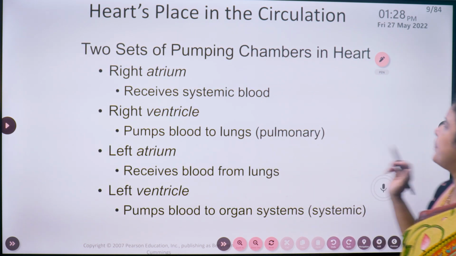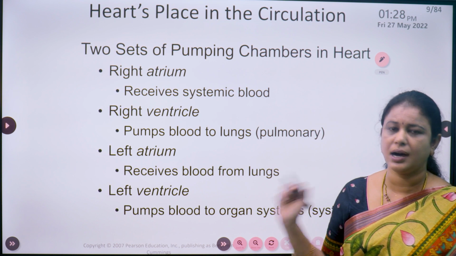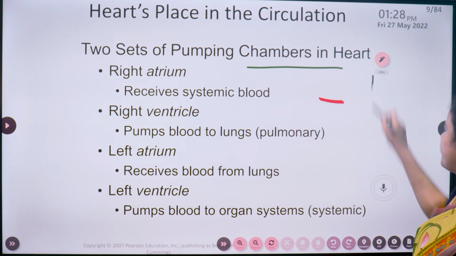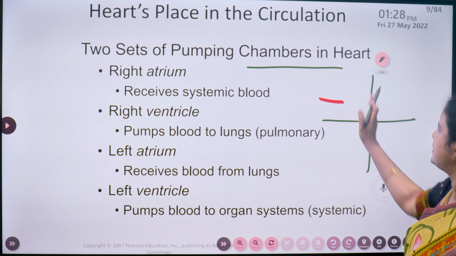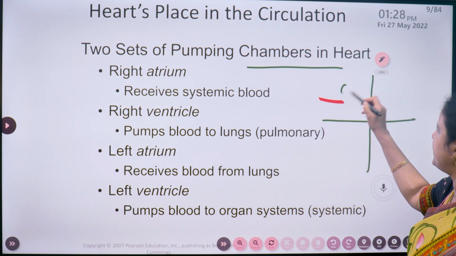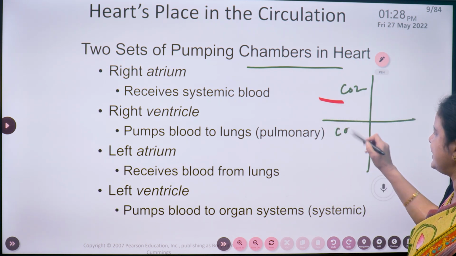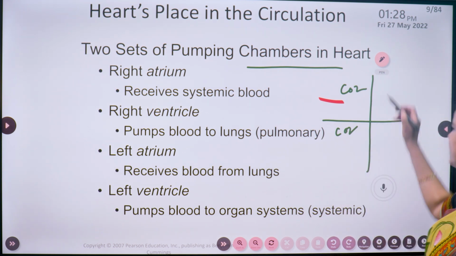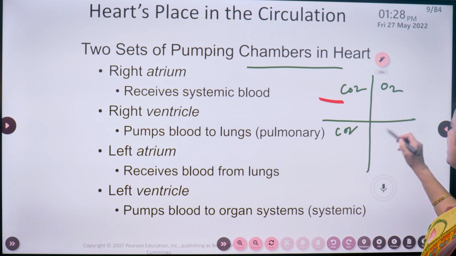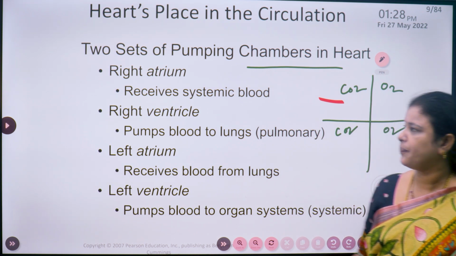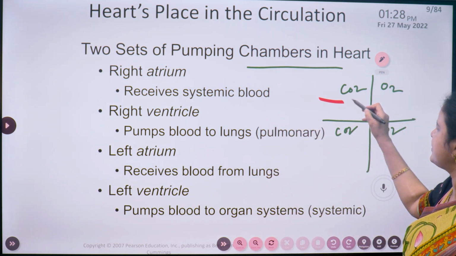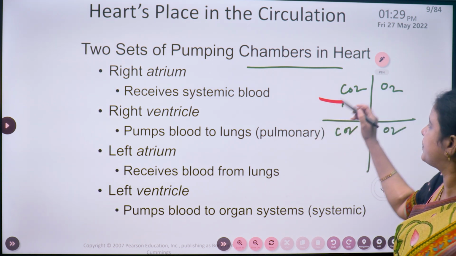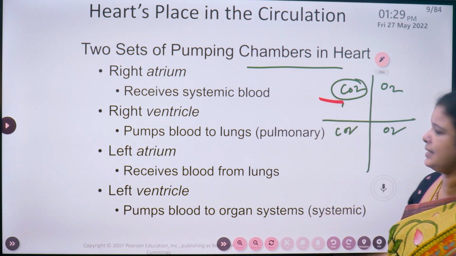Two sets of pumping chambers in the heart. The right side is completely deoxygenated blood and the left side is oxygenated blood. So the right atrium receives systemic blood, which is deoxygenated.